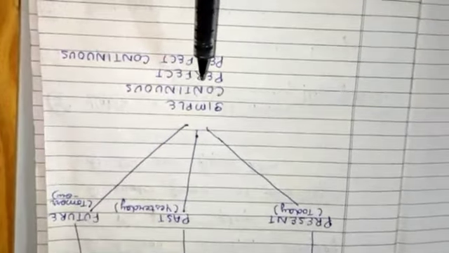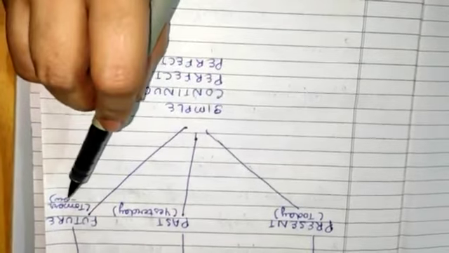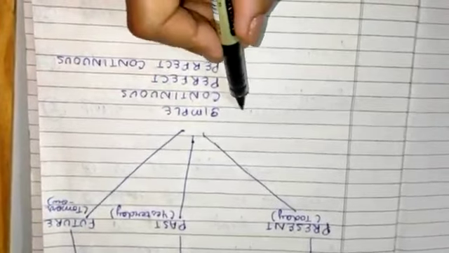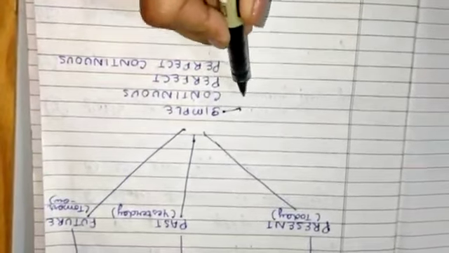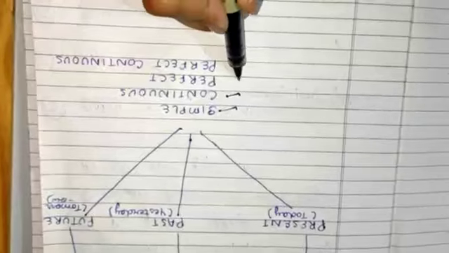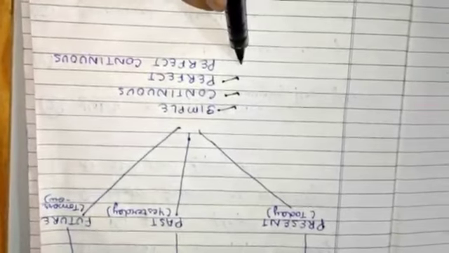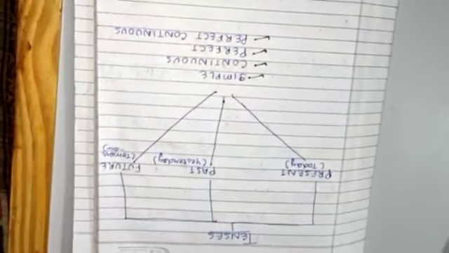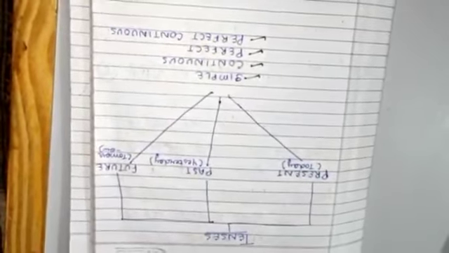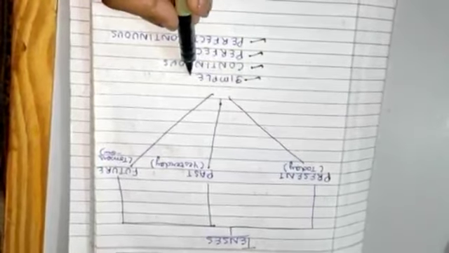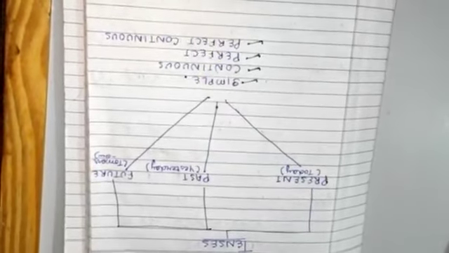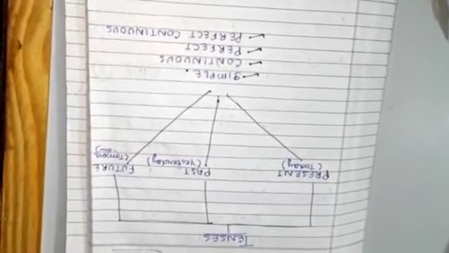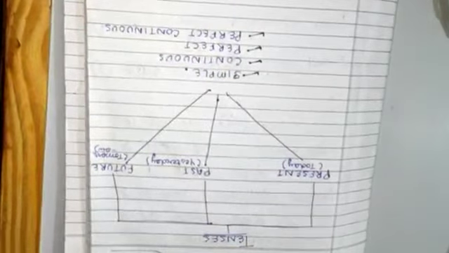And each tense is divided into further four parts, that are simple tense, continuous tense, perfect tense, and perfect continuous tense. Today, I will teach you simple present tense. But before we proceed, let's recall what is subject and what is verb.